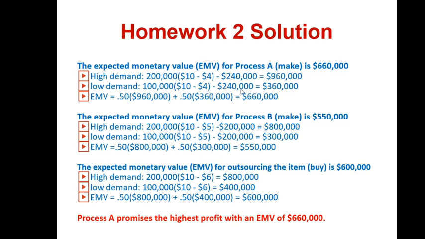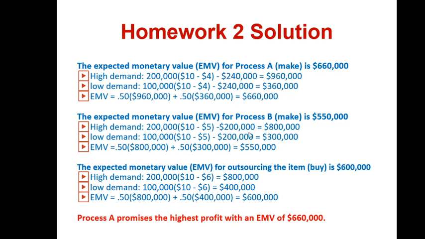And of course the process itself will cost the company 240,000. So in the case of low demand, we have a net of 360,000. Now it's given in the question that the probability of future high demand is 50%, and for low demand the probability is also 50%. That's why if we multiply the 50% by the 960 and the 50% for low demand by the 360, we will have an expected monetary value of $660,000, and the answer is here, as you can see also.